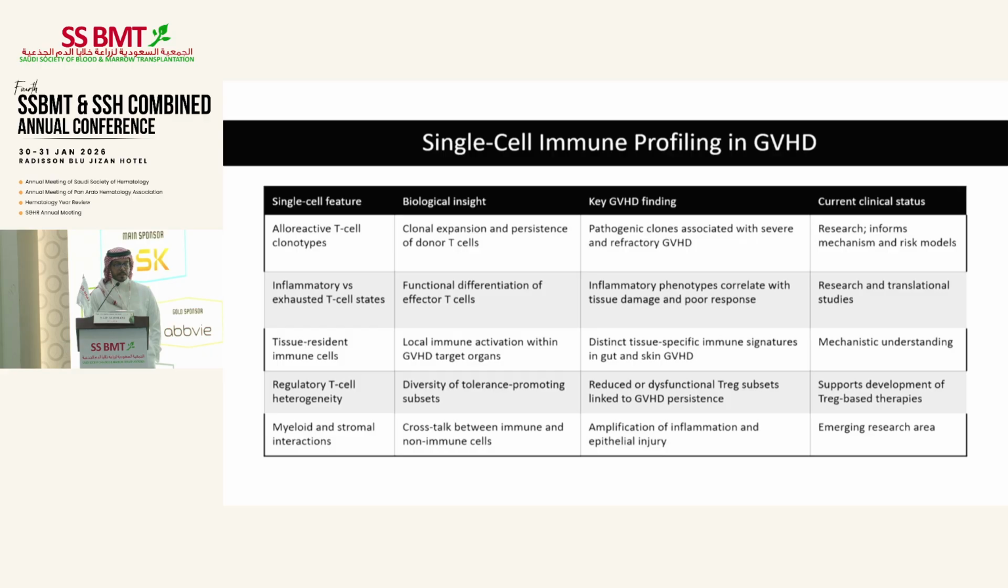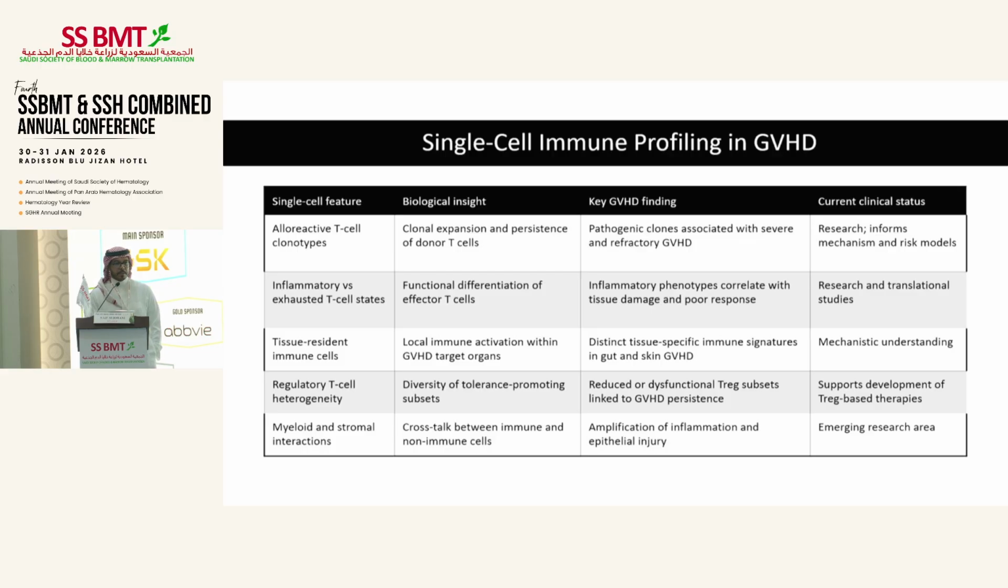Inflammatory versus exhausted T-cell states. This means if you have a patient with GVHD who has more of an inflammatory T-cell state, he will be at higher risk compared to those who have an exhausted T-cell state. Both can have GVHD, but those with an inflammatory T-cell state are at higher risk of more damage. So it's like an inflammatory phenotype specific to T cells.